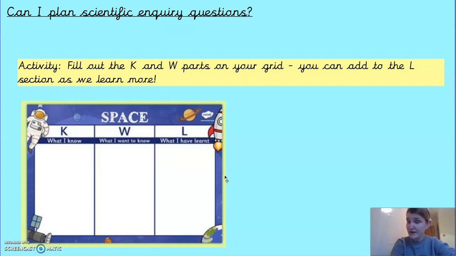For example, I know the sun is a star. W is what I want to know, so let's get the toilet theme right out the way. How do astronauts go to the toilet in space? Question mark. And then our L section, if you remember, we leave that blank and we'll add to that as we go along with our learning.